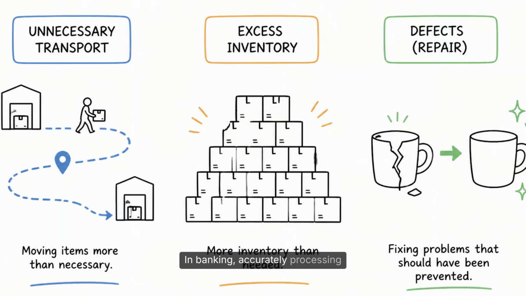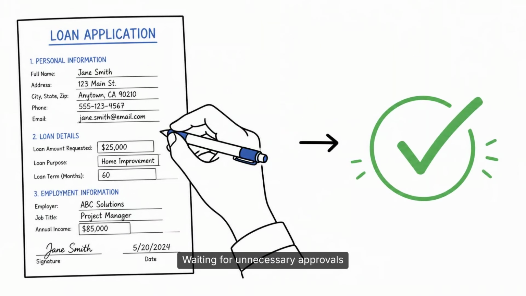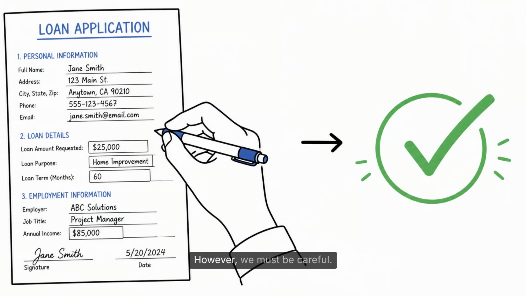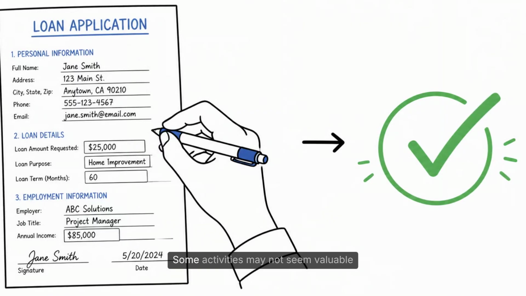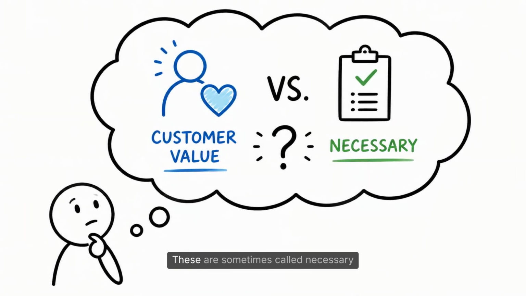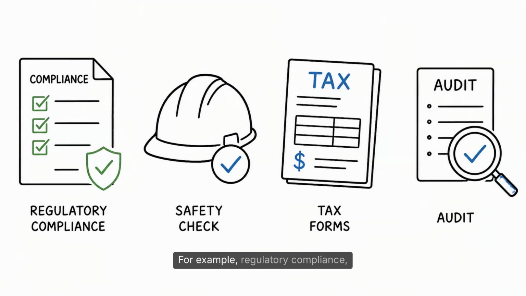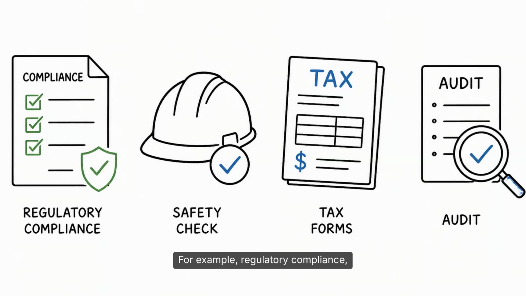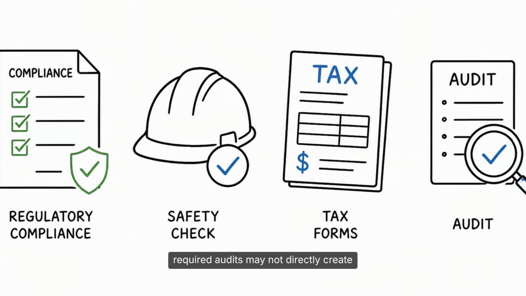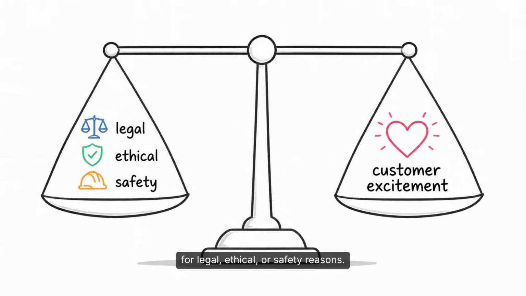In banking, accurately processing a loan application is value added. Waiting for unnecessary approvals or correcting avoidable data entry errors is non-value added. However, we must be careful. Some activities may not seem valuable to the customer, but are still necessary. These are sometimes called necessary non-value added activities. For example, regulatory compliance, safety checks, tax documentation, and required audits may not directly create customer excitement, but they are necessary for legal, ethical, or safety reasons.